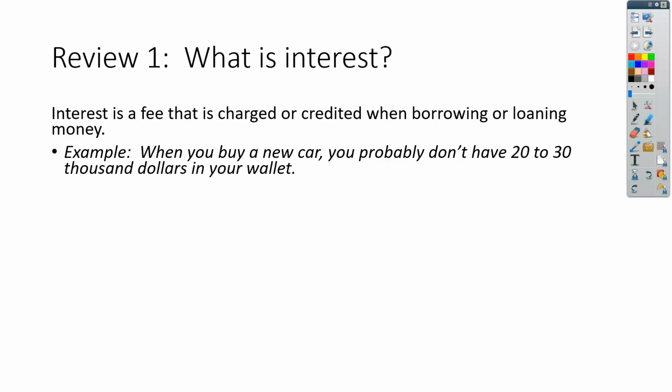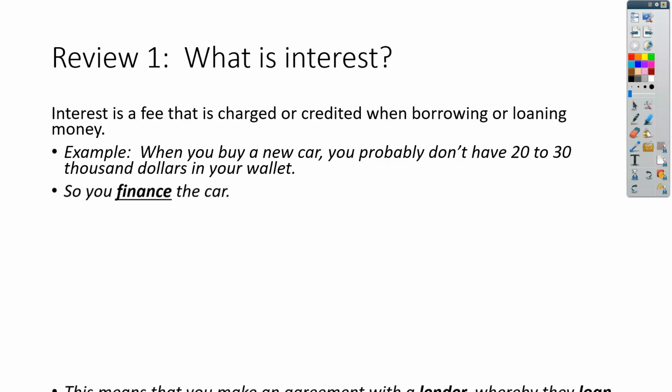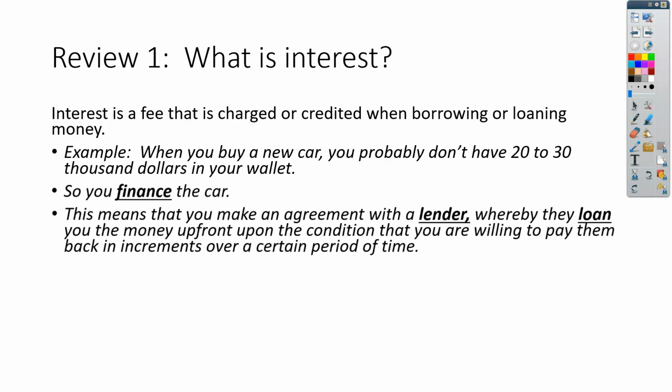When you buy a new car, you probably don't have $20,000 to $30,000 to pay for it sitting in your wallet, right? That'd be really nice, but you don't have it. So what happens is you finance the car, is what they call that. And what that means is that you make an agreement with a lender. Lender means somebody who lends you or loans you money. You make an agreement with a lender whereby they loan you the money up front upon the condition that you're willing to pay them back over a certain period of time. And usually with cars, it takes about 5 to 10 years, depending on how you set it up.